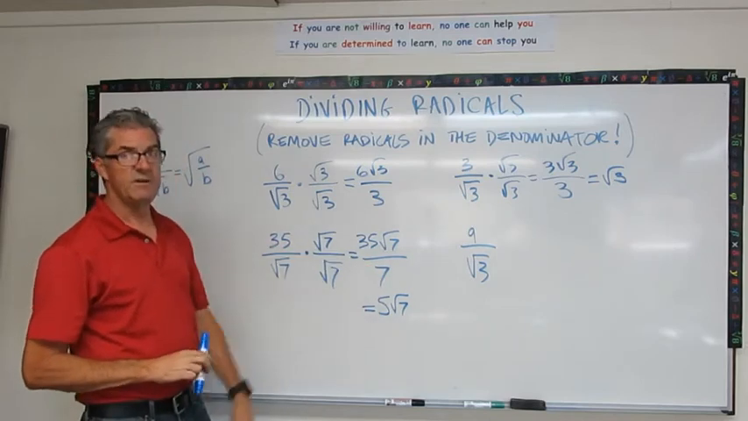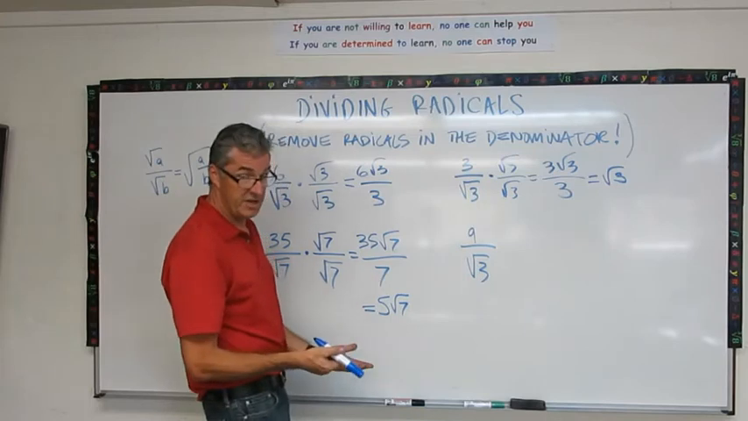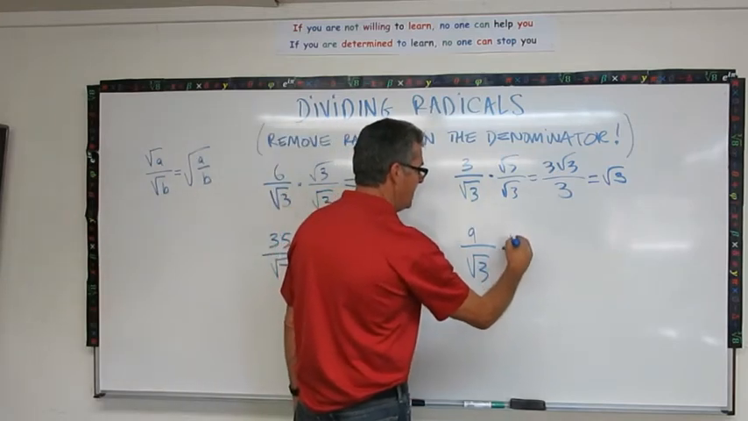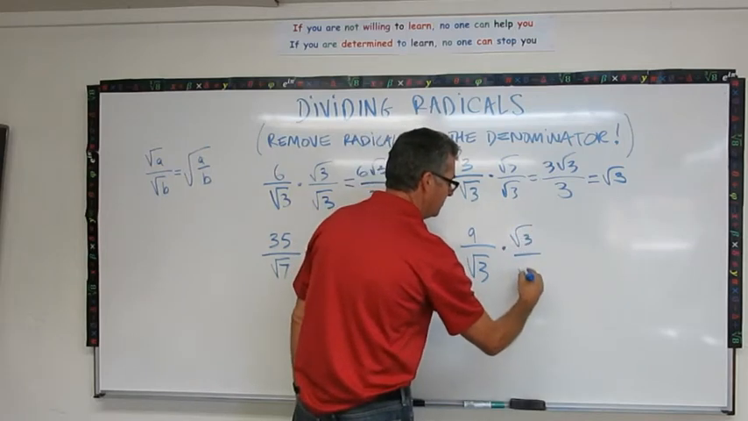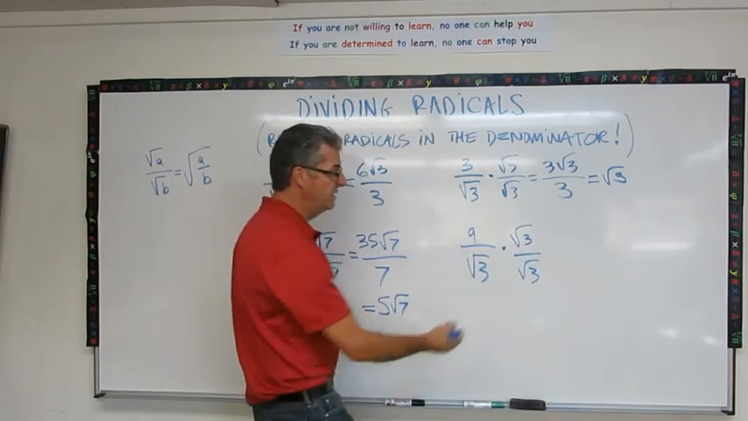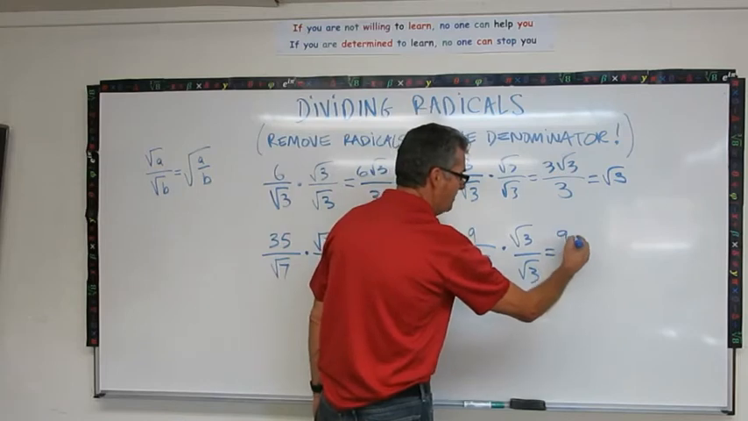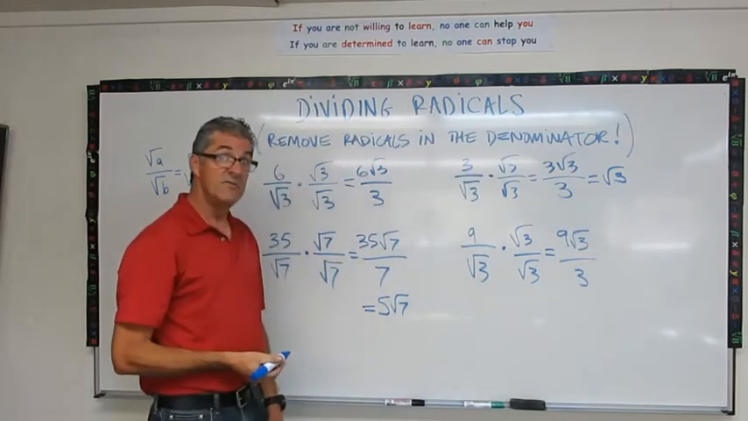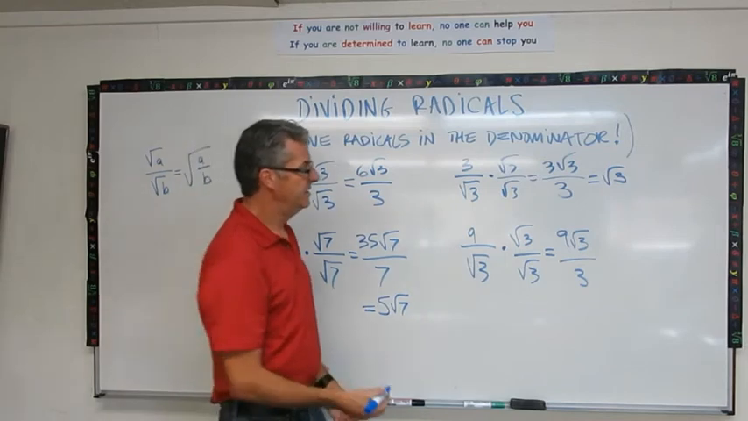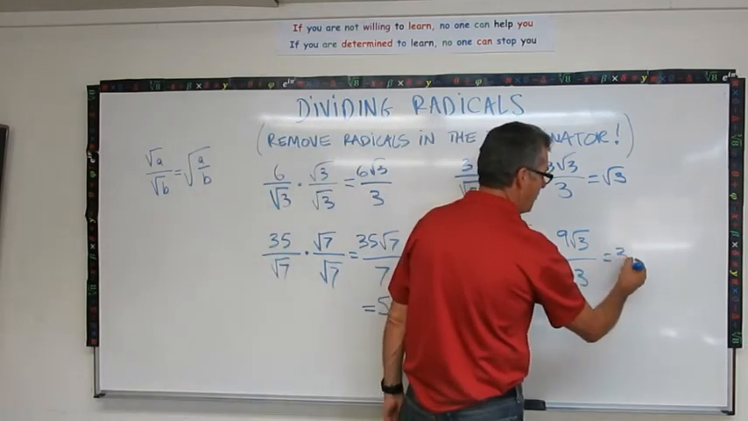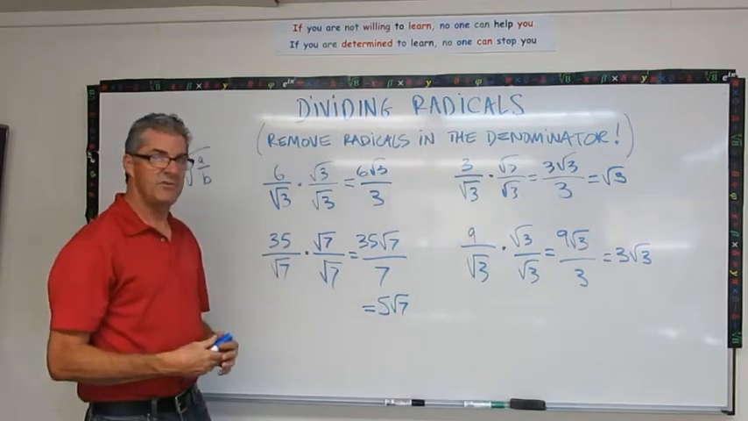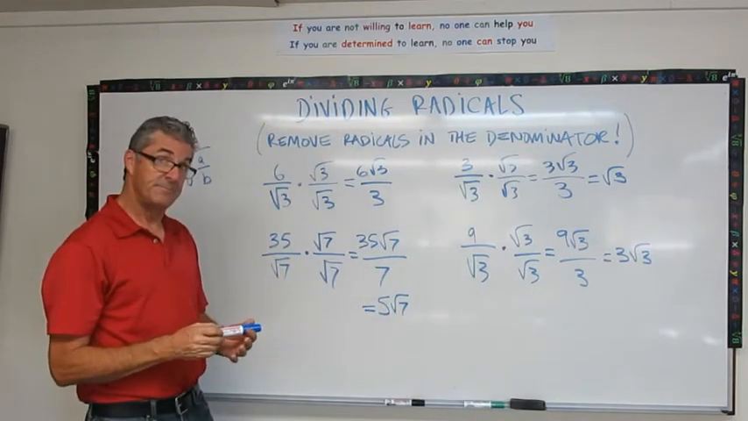Let's take a look at that one. Pause the video, see if you can do it. Okay, let's see how you did. Again, I'm going to multiply by root 3 over root 3. That's pretty straightforward. Now let's see what we got. We got 9 root 3 over 3. So 9 over 3 is just 3. So this one ends up being 3 root 3. Okay? So again, an extra step after we got rid of the root sign on the bottom.